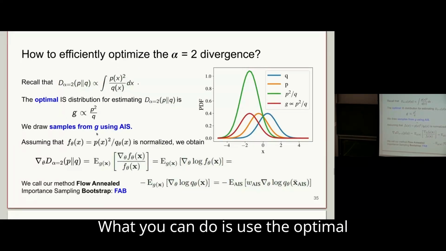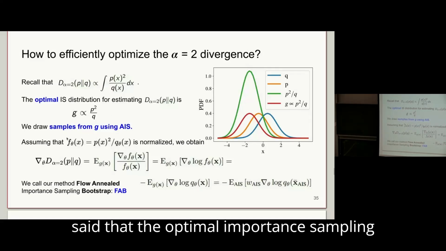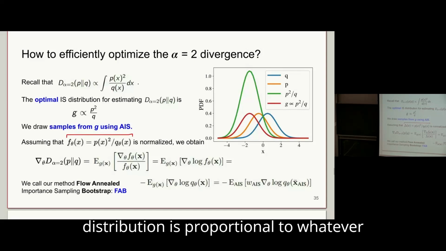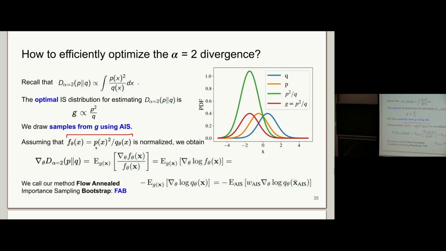What you can do is use the optimal importance sampling distribution, and we said that the optimal importance sampling distribution is proportional to whatever you want to integrate. You want to integrate p squared over q. Your optimal importance sampling distribution will be p squared over q. And we'll try to draw samples from this to do importance sampling to evaluate the gradient.